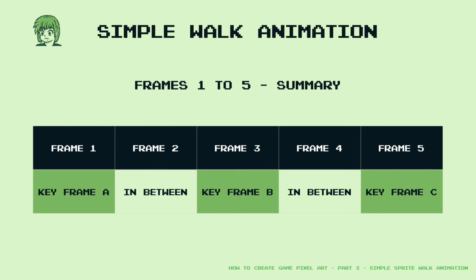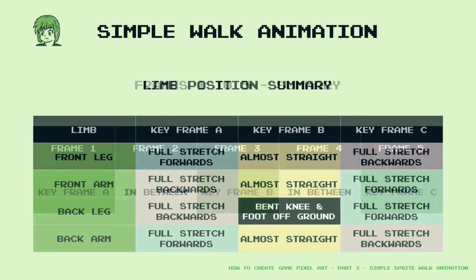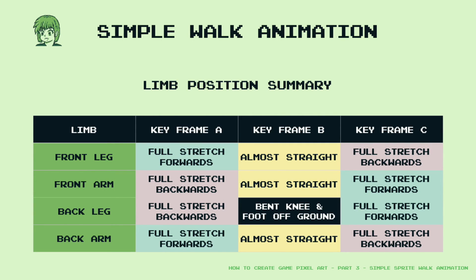For a minimal 5-frame walking animation, you need 3 keyframes: a mid-stride pose, which will be in the middle of your animation at frame 3, and 2 full stretch keyframes for the legs and arms at opposing ends of the stride on frames 1 and 5. This can be summarised as shown on the screen. The overall position of the limbs in these keyframes will be as follows, as now shown on the screen.